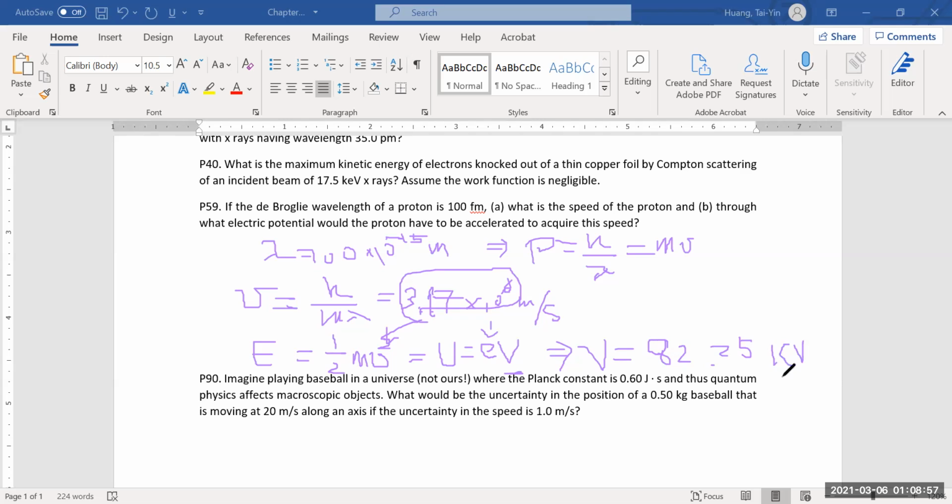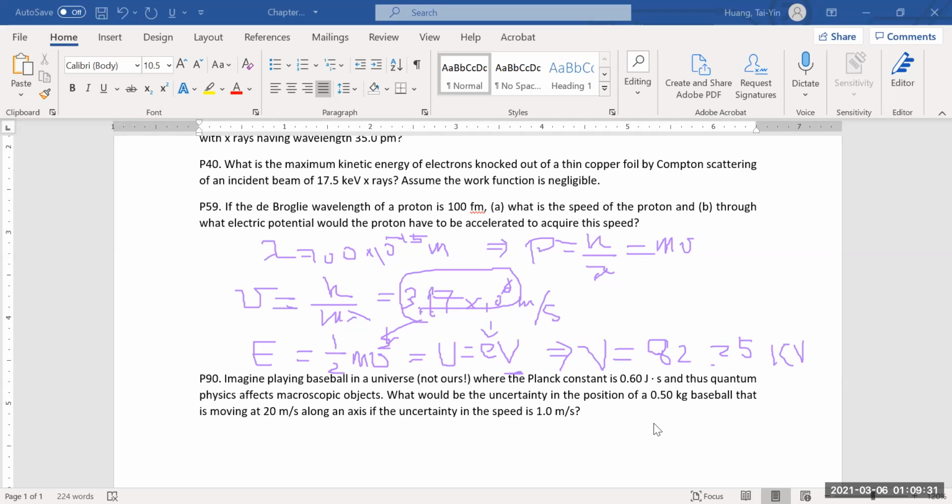kilovolts. You might say that the numbers so far are a little bit different from the ones provided in the answer key, and that is okay because of the rounding and because of the numbers used. Basically the approach is this, and when you plug in the numbers, if you get a value in this range, then that is fine. Okay, so that's basically that.